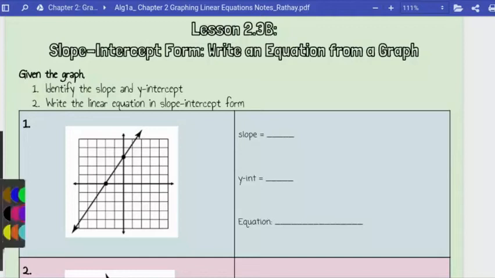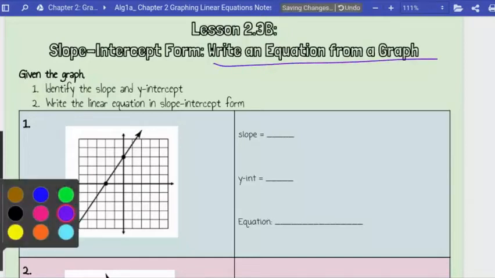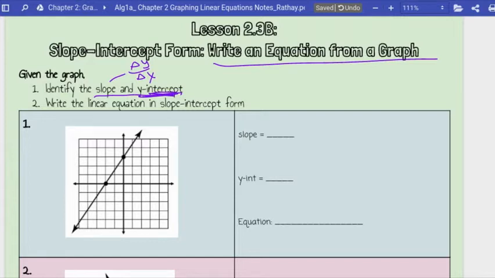B. Now we're writing the equation from a graph. So we have 2 steps. Step 1 is to identify the slope, which is rise over run, or change in y over change in x, and the y-intercept, which is where it crosses the y-axis, and then we write the equation.